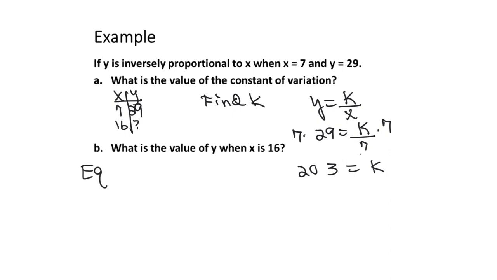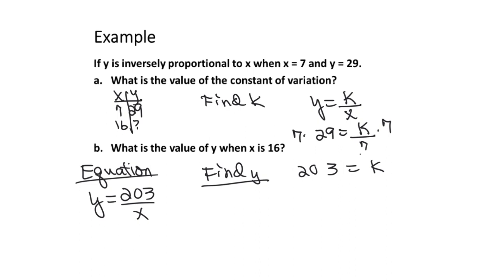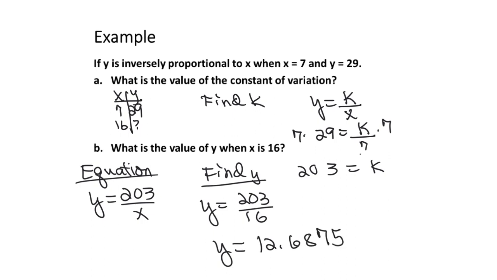I'm going to now write my equation, and my equation is going to be y is equal to 203 divided by x. I'm asked to find the value of y, so I'm now going to replace x with 16. And when I do that, I'm going to get y is equal to 12.6875.